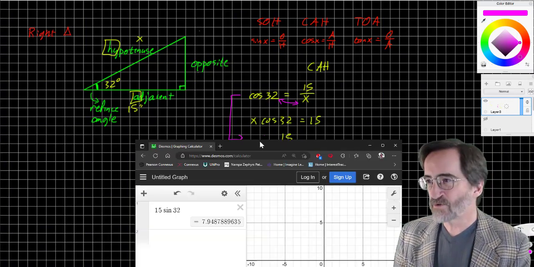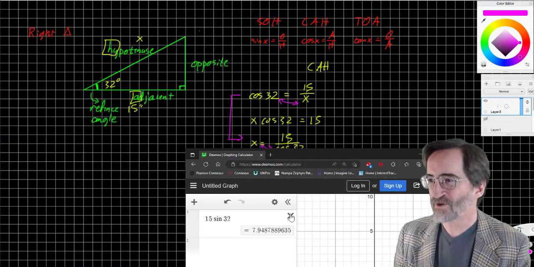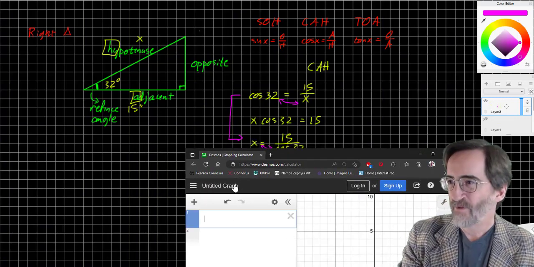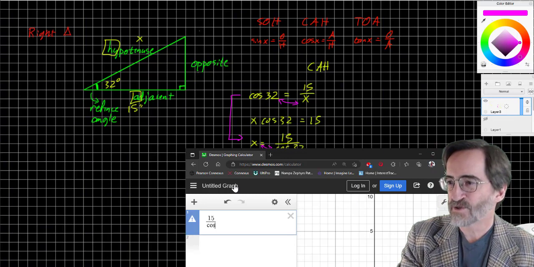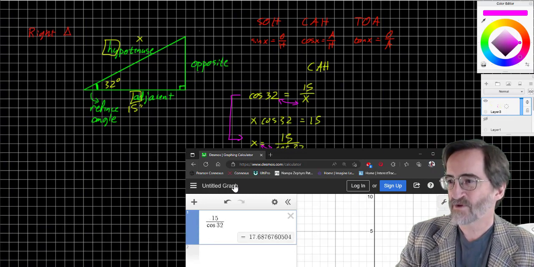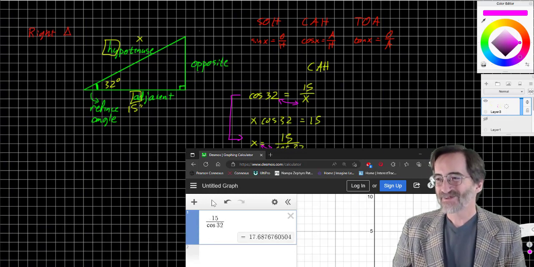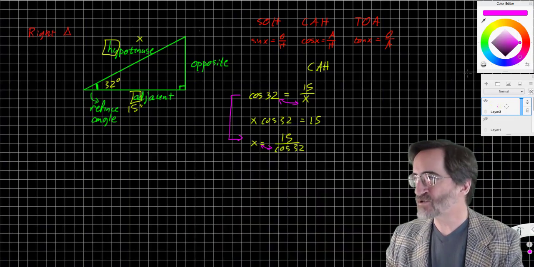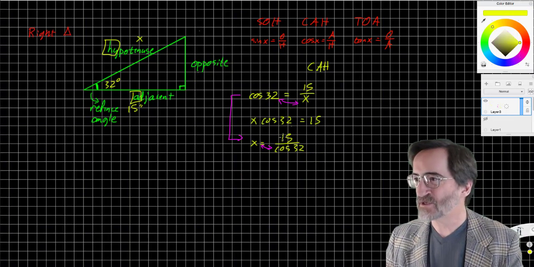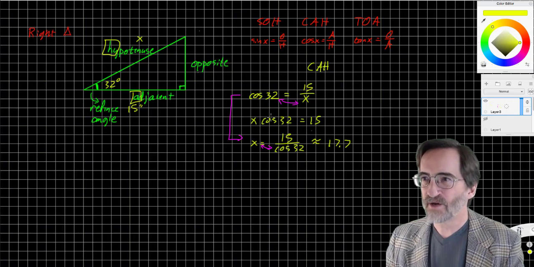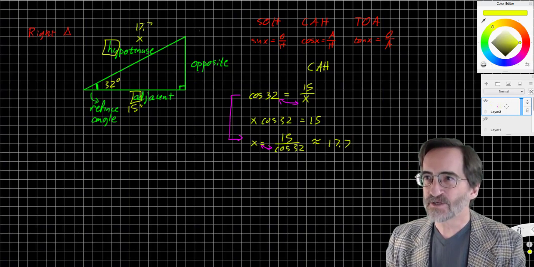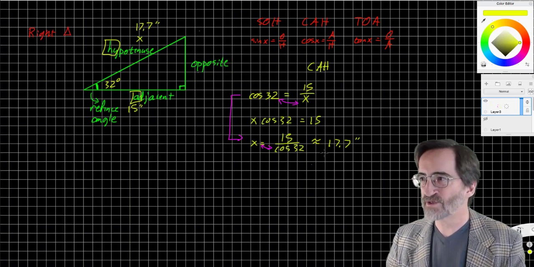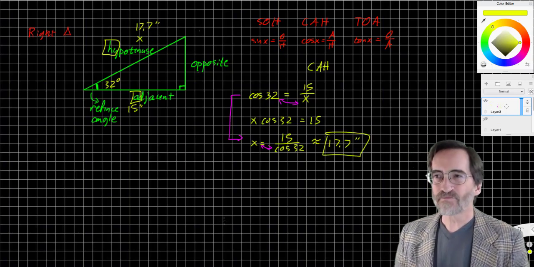Go, oh, Desmos, like on Disney Clubhouse where they have, oh, Toodles. All right, 15 divided by cos 32. Yes, I have small children. 17.7. Always make sure that your answer makes sense in the context of the problem. Does it make sense that it would be 17.7? The answer is yes, it should be a bit bigger than 15. 17.7 what? 17.7 inches.